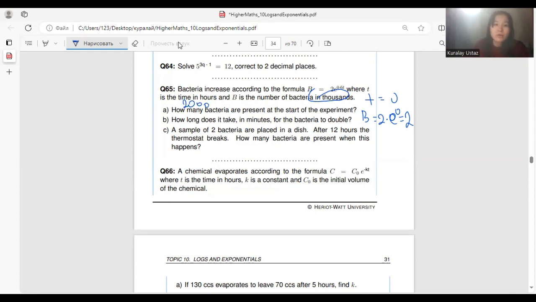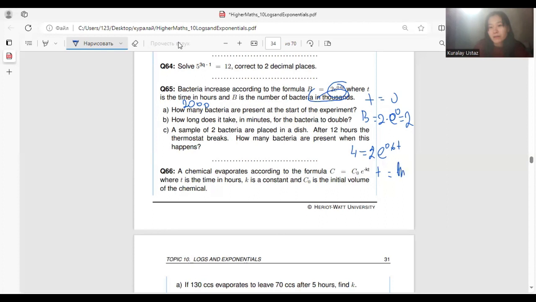Next question. How long does it take in minutes for the bacteria to double? So if it was 2,000 at the start, double means 4,000, yeah? So 4 equals 2 e to the power 0.6t, we need to find t. So let's find it.